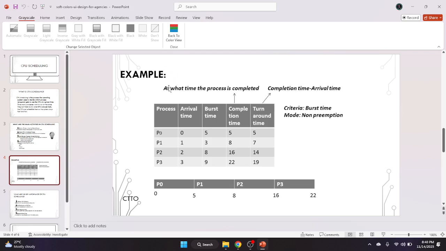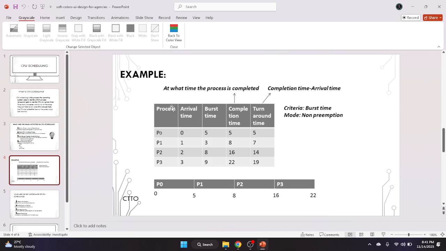This is an example. It is a simple explanation only, and we are using shortest job first, SJF, and non-preemptive scheduling. So this is what it means.